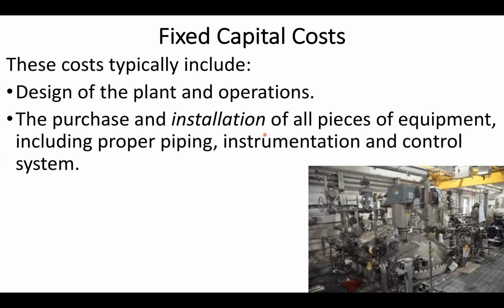Then we have to purchase and install all of the equipment that we need. And this isn't going to just be the major pieces of equipment like our big reactors. It's also going to be smaller pieces of equipment like piping, quality control instrumentation, control systems, temperature regulators, heat exchangers, valves, backups and redundancies to help prevent any catastrophic issues. So there's a lot more equipment involved than you might think at first glance.